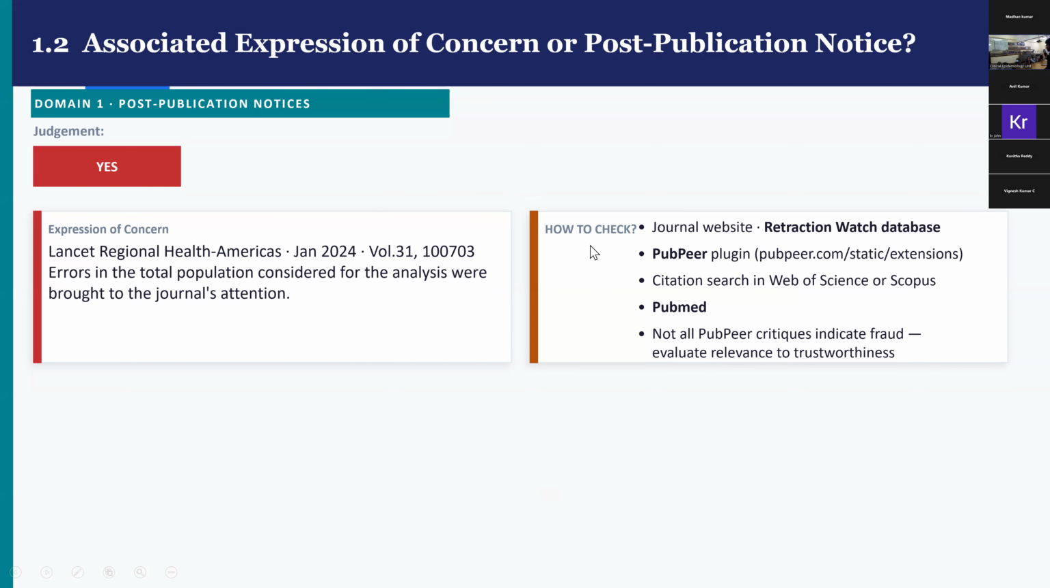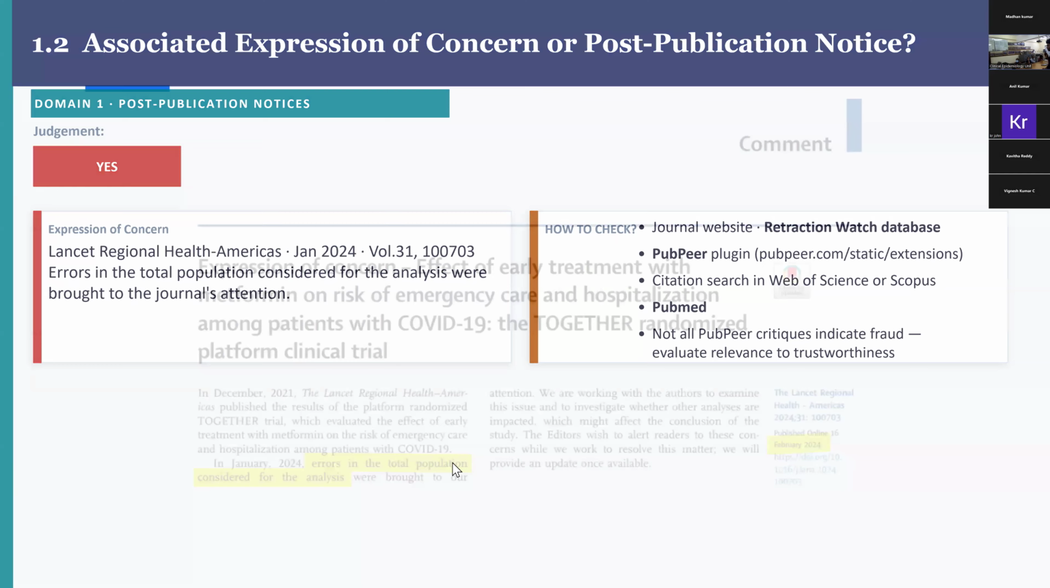One is to look at the journal's website. The second, again, is the Retraction Watch database, which we can check for post-publication notices as well. And we can also do a citation search in Web of Science or Scopus. There is also another plugin called the PubPeer plugin, which we can use to find out if there are any expressions of concern for any study that we would like to consider.